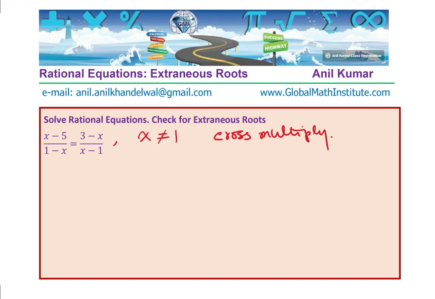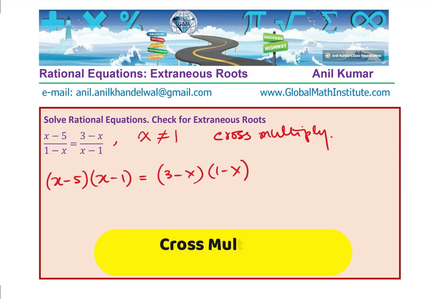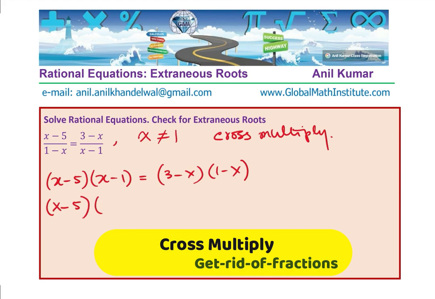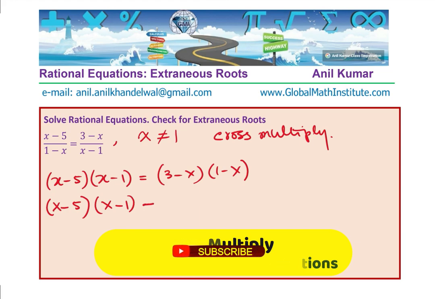Perfect. So let's cross multiply. We get x minus 5 times x minus 1 equals 3 minus x times 1 minus x. Okay, let me bring all the terms to the left hand side. I'm just using a different strategy. So we have x minus 5 times x minus 1, and bringing this here, I could write this as minus of x minus 1, right? 1 minus x.